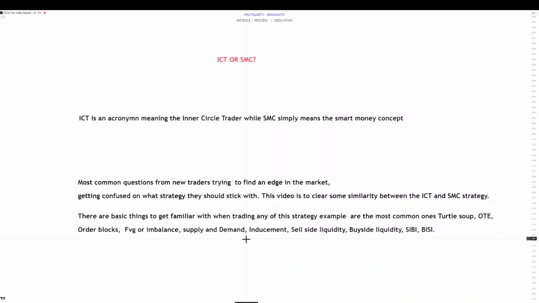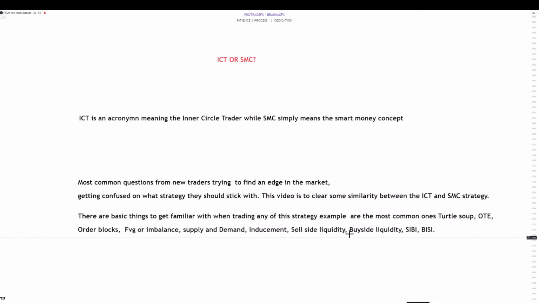You have the stop hunts, which are used by SMC. You have the liquidity graph, used by SMC. You have supply and demand levels, used by SMC. Inducement, SMC. Engineered liquidity is also an SMC term. So when you try to differentiate them in terms of the terms being used, you can start to view a level ground between the two.